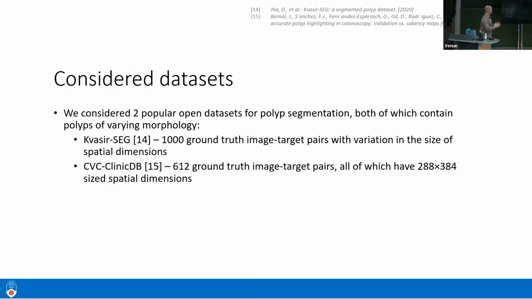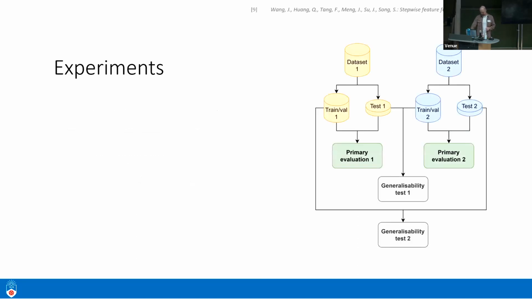So the data sets we considered for these two experiments were the Kvasir-SEG and CVC-ClinicDB data sets. These are just two popular open data sets for polyp segmentation, which contain polyps of varying morphology. We've seen these used in some of the previous presentations. And so yeah, onto our experiments.